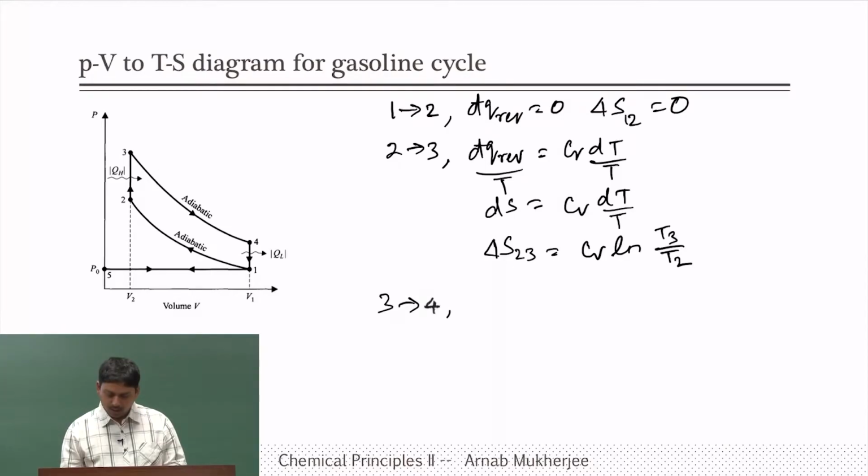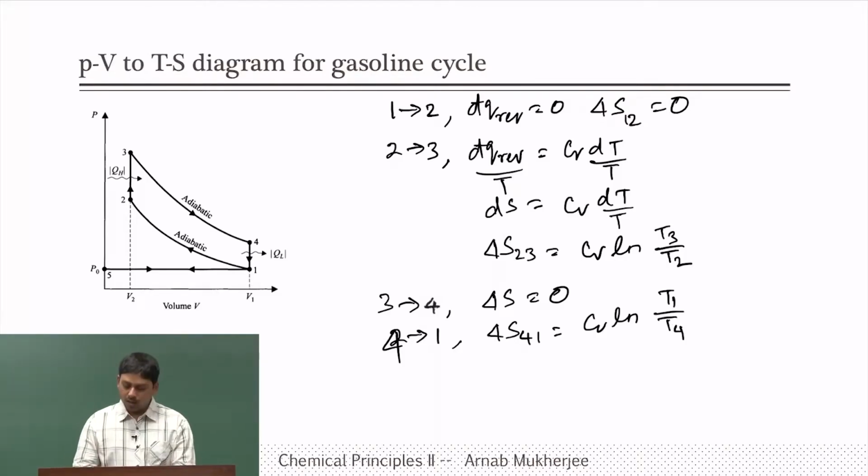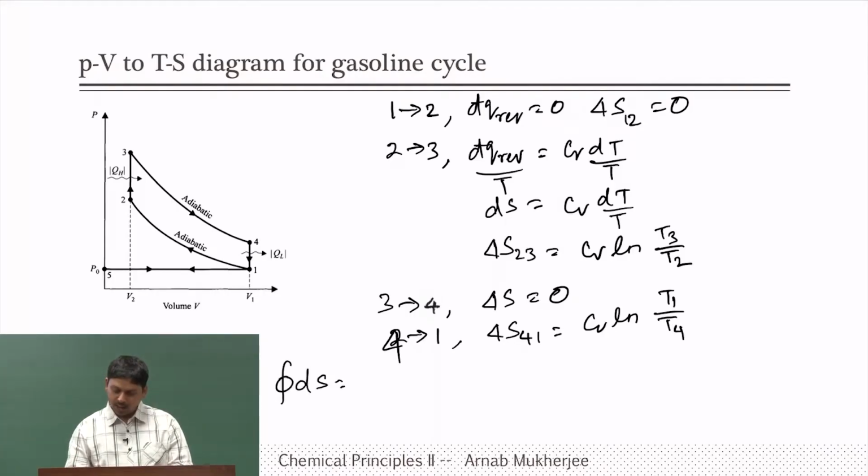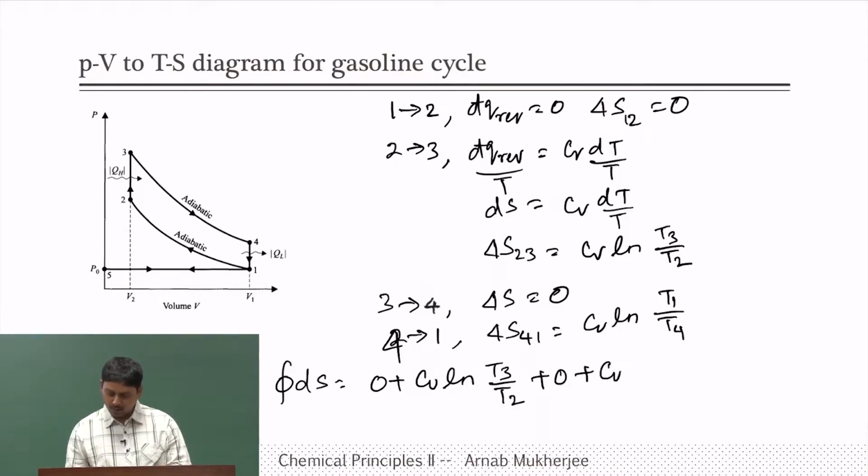3 to 4 is an adiabatic step again. So, del S will be 0, and 4 to 1 is an isochoric step. By the same logic, S 41 will become Cv ln T1 by T4. Now, what is the total change in entropy? Total change in the entropy in the whole cyclic process is the sum of all these parts, which is 0 plus Cv ln T3 by T2 plus 0 plus Cv ln T1 by T4.